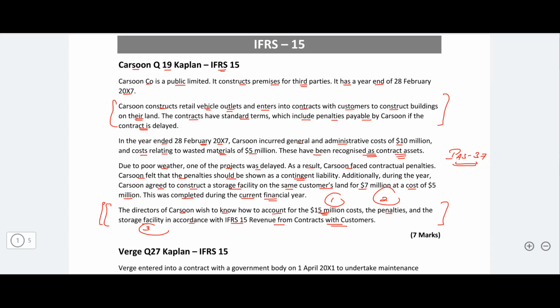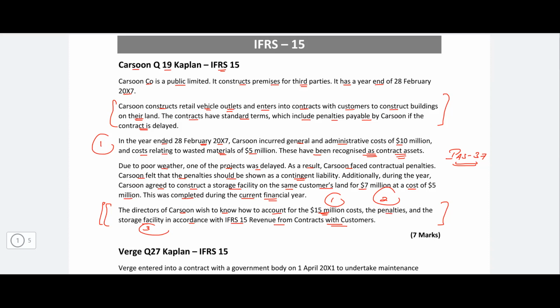And then we have the second thing. So we are done with the first part. Now we have the second thing. Due to poor weather, one of the projects was delayed, and as a result, Carsoon faced contractual penalties. And we have discussed this contractual penalties thing within the slides in the variable consideration.